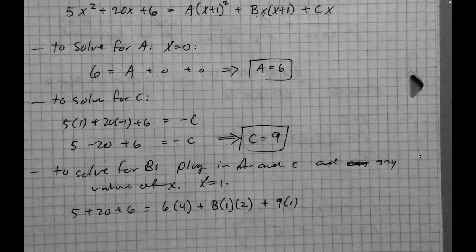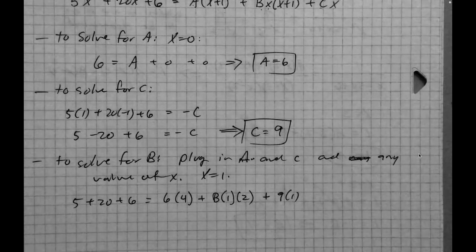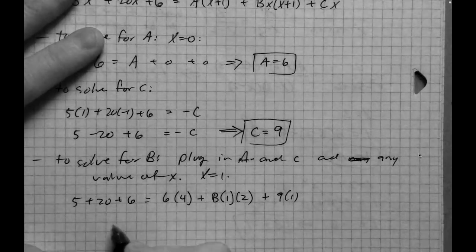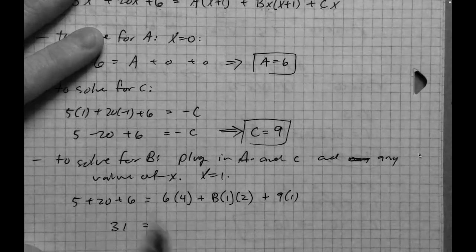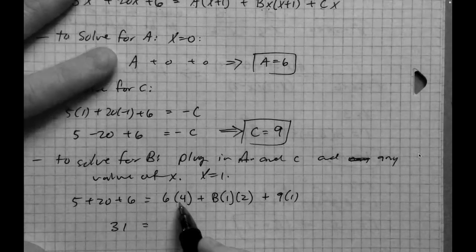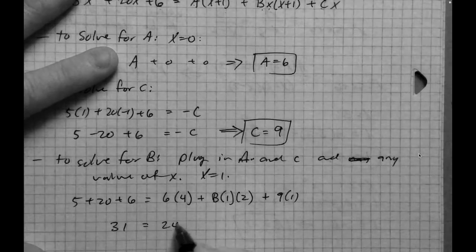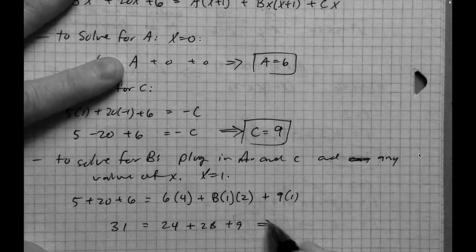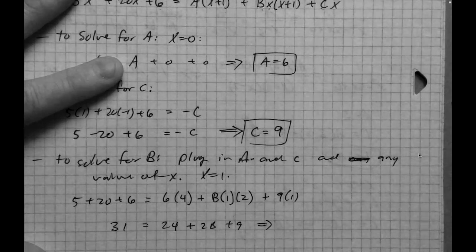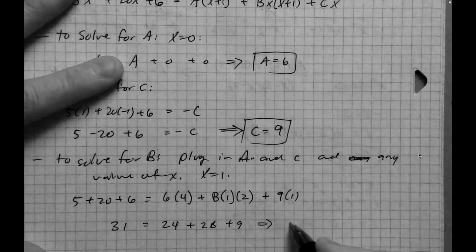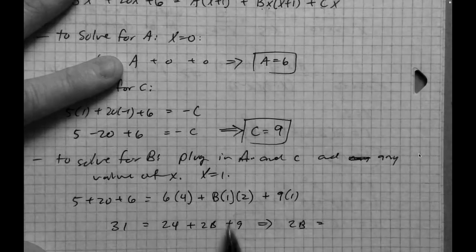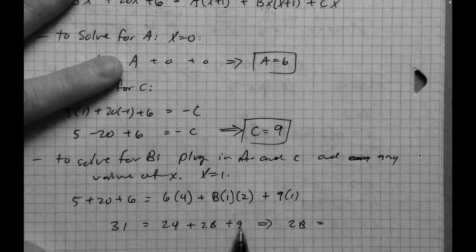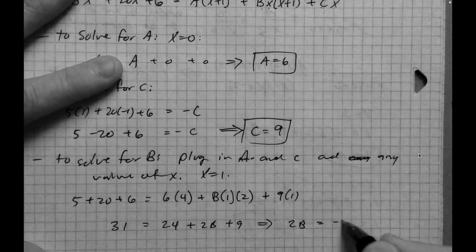Okay, so we just got to shuffle all these numbers around. Now on this side we get 31. You can see that's 20 and 11. And then I get 24 plus 2B plus 9. And so this is going to be, let's see, 2B equals 31 minus 33, so negative 2.